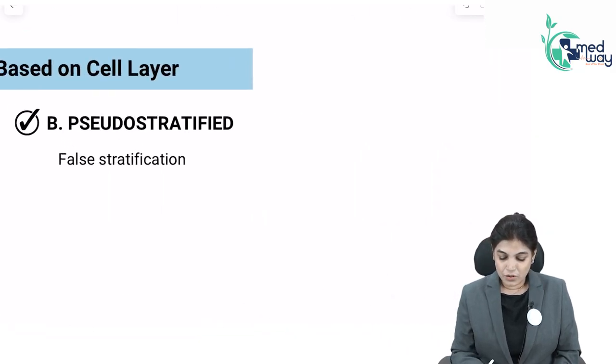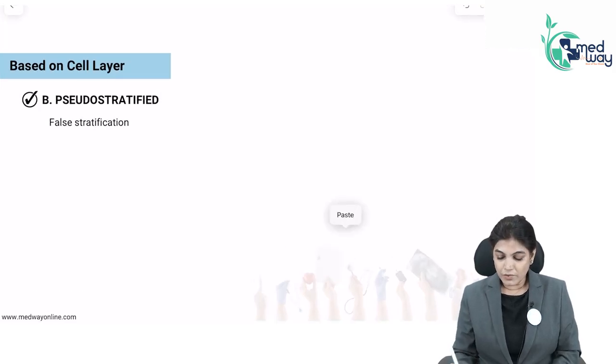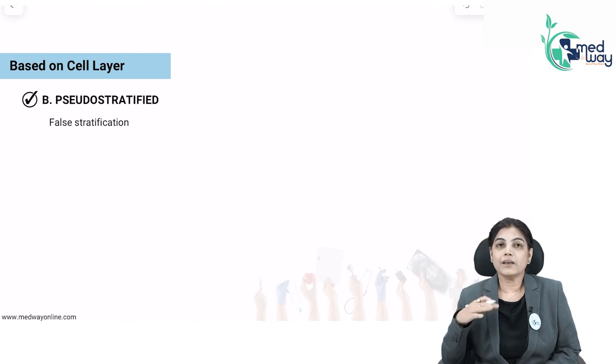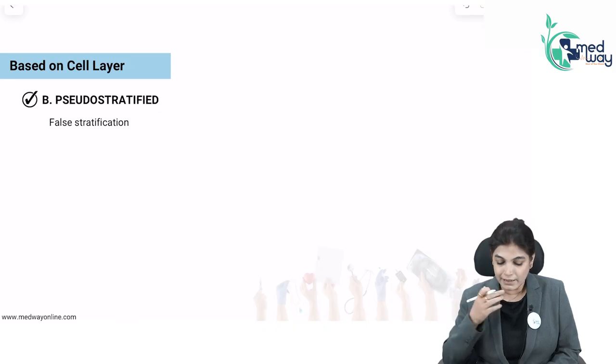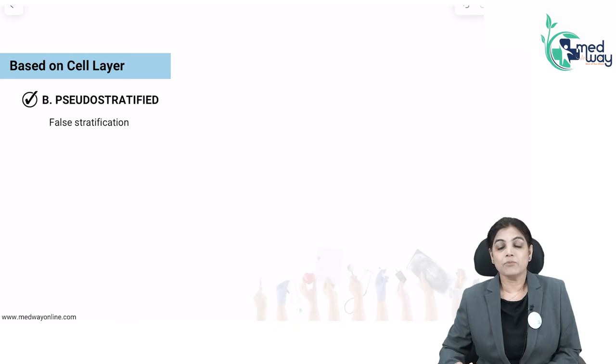Now the other is pseudostratified. When I am using the word pseudostratified, it's important to know what you mean by it. Actually, the location of the nucleus is at different levels of the epithelial cell, and it appears to be multi-layered. So pseudostratified is also called false stratification. Pseudostratified ciliated columnar epithelium is the lining epithelium of the respiratory tract.